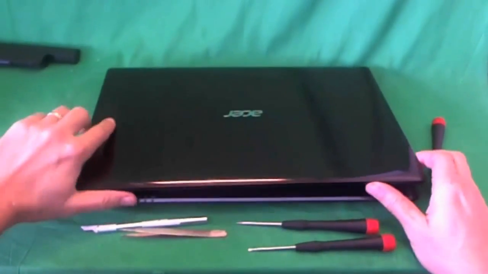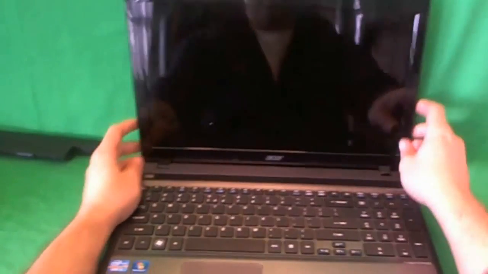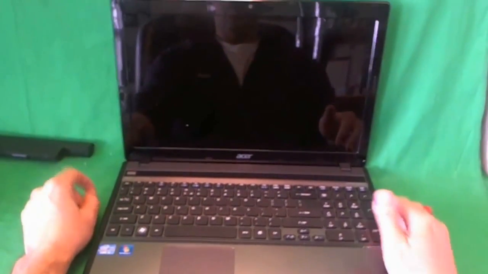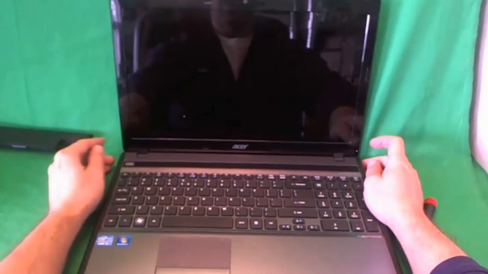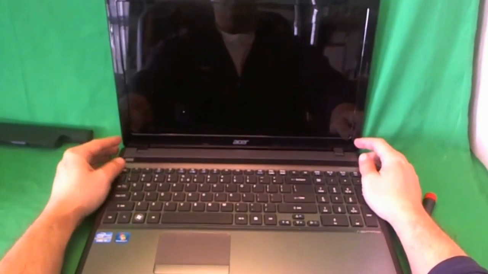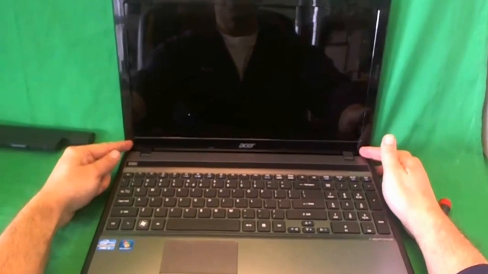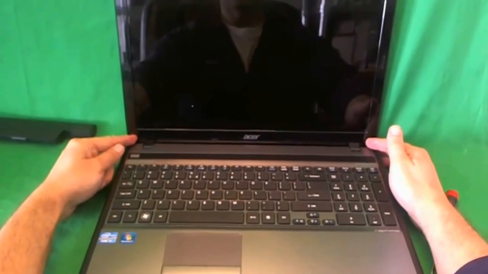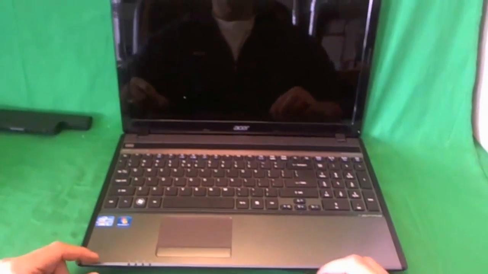Okay, we flip the laptop over, open it up, and next what we need to do is remove the screen bezel, the plastic frame around the screen. In order to do that, we need to remove the two screws at the bottom of the laptop that are hiding behind some plastic covers. So before we start that, we'll go over the tools we need.